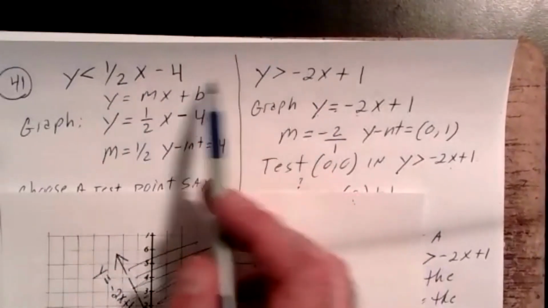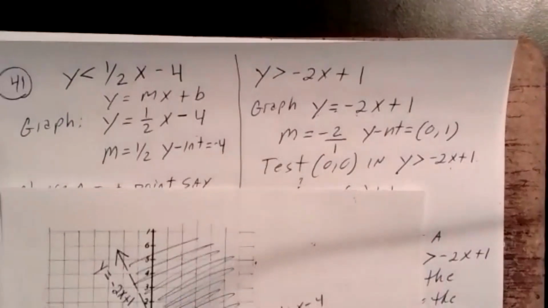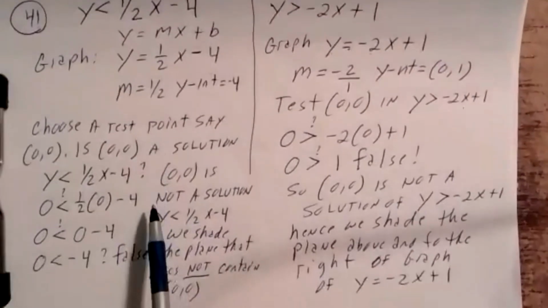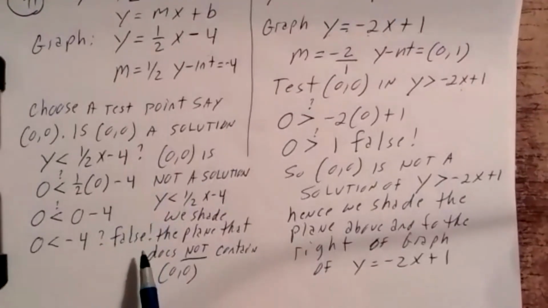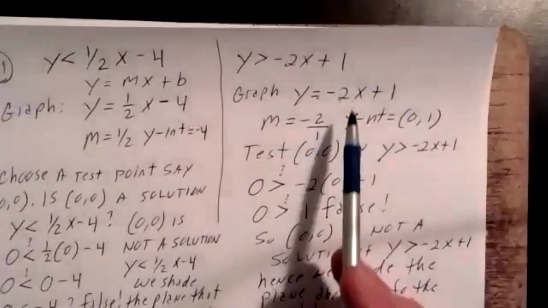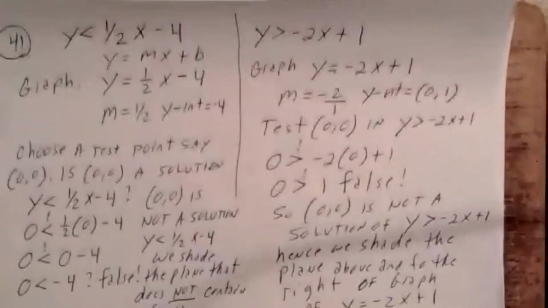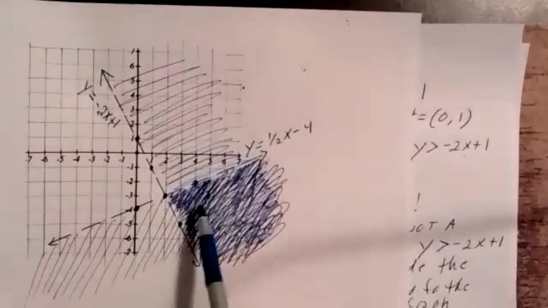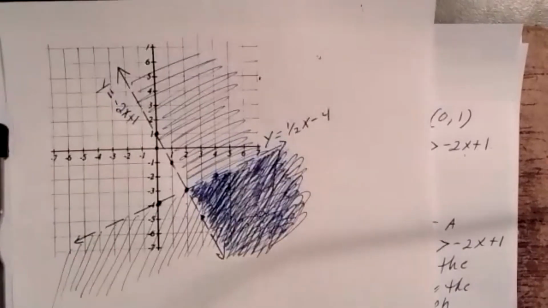This is problem number 11 in your textbook. To recap, first we had to graph the associated equations and test to see on what side of the lines we shade. Then, to determine the solution set of the system of inequalities, it's where the shaded regions overlap that constitutes the solution set to the system. And we're done with that problem.